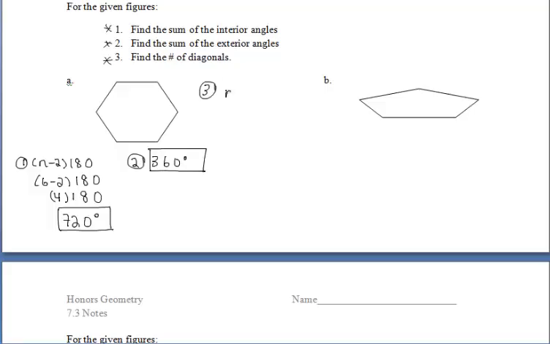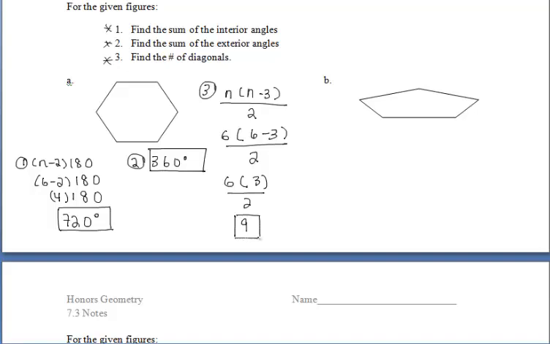And for number 3, we want to find the number of diagonals. So we use the formula n times n minus 3 divided by 2. Once again, we have 6 sides, so we're going to do 6 times the quantity of 6 minus 3, divided by 2. So from each of the 6 vertices, we could draw 3 diagonals, but we have to divide by 2 so as to not double count those diagonals. So we get 9.